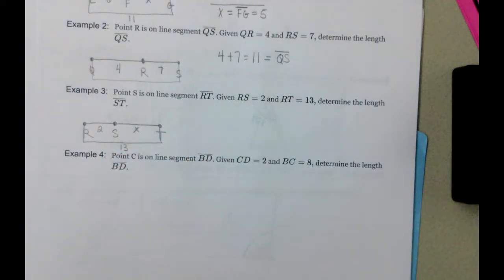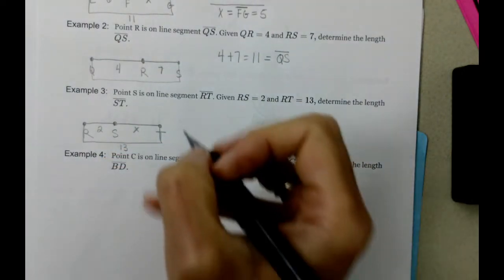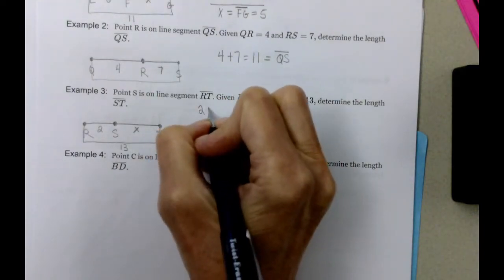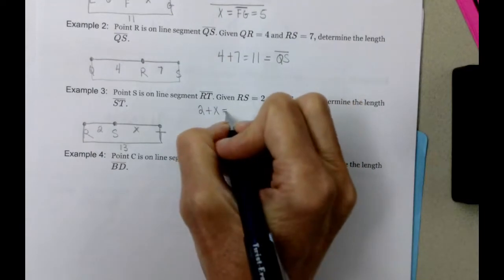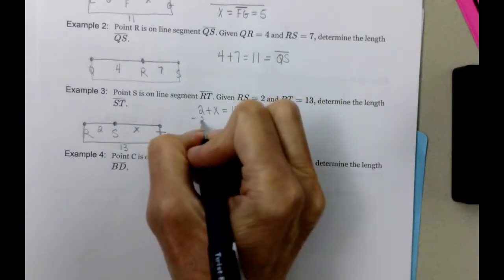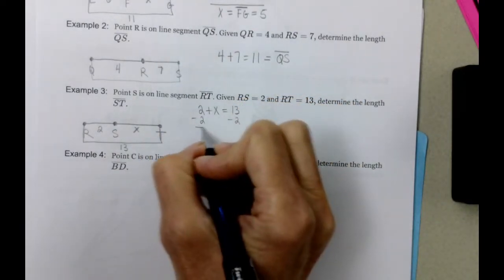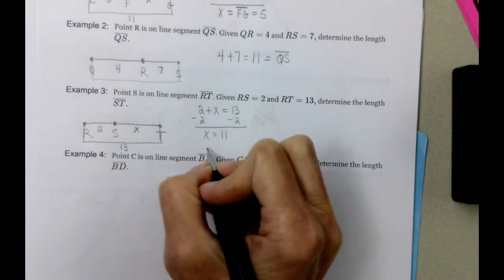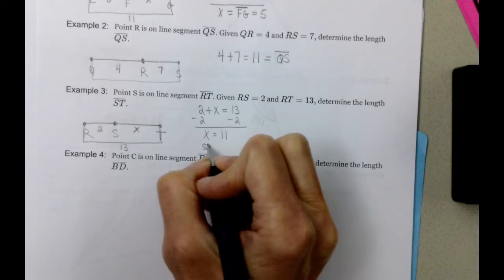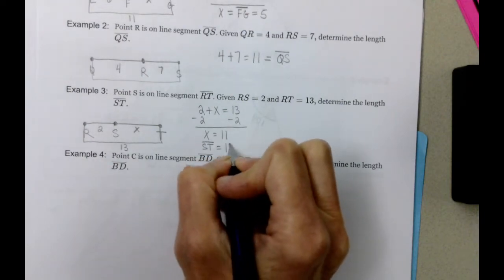You can use common sense. You don't necessarily have to use the algebra, but 2 plus X, there's the segment addition, equals 13. And we'll subtract 2 from both sides. That gives us X equals 11, which is really the fact that we're looking for segment ST equals 11.